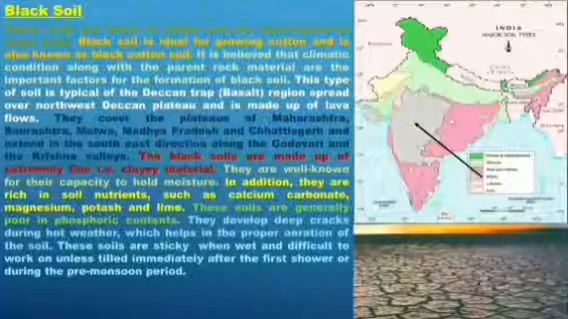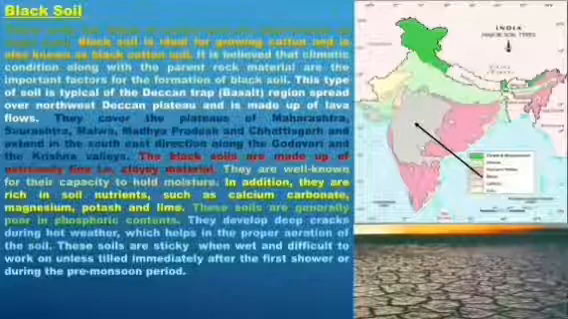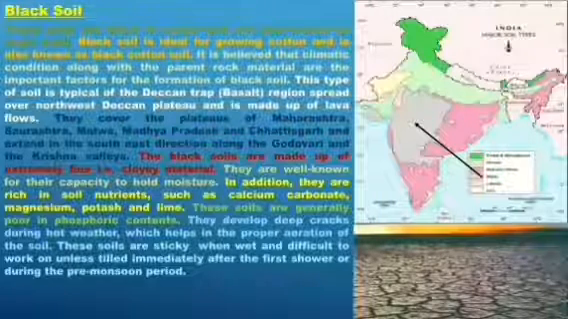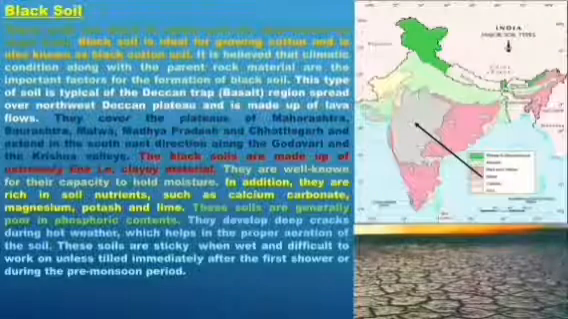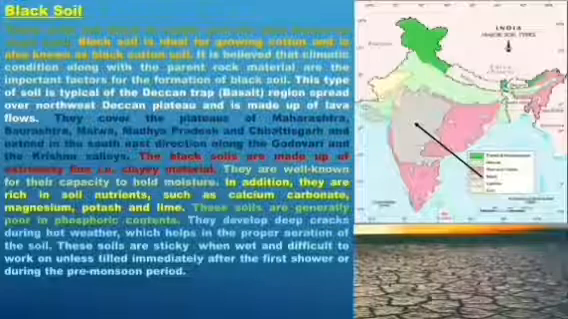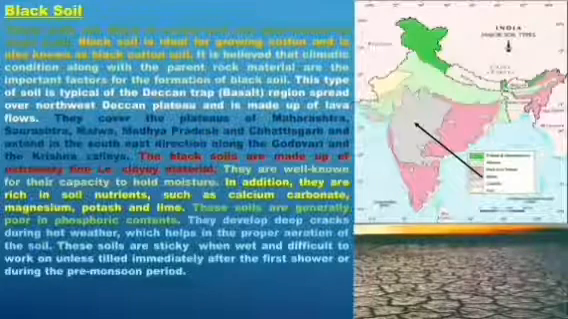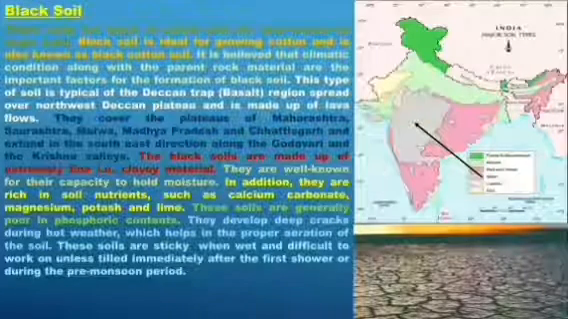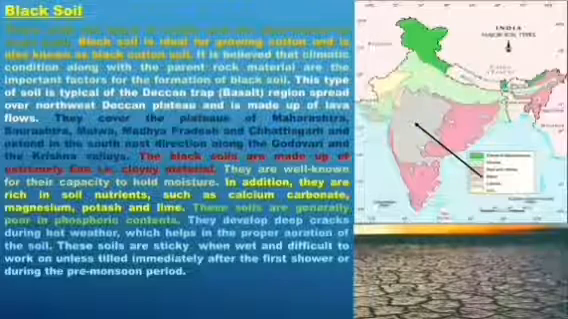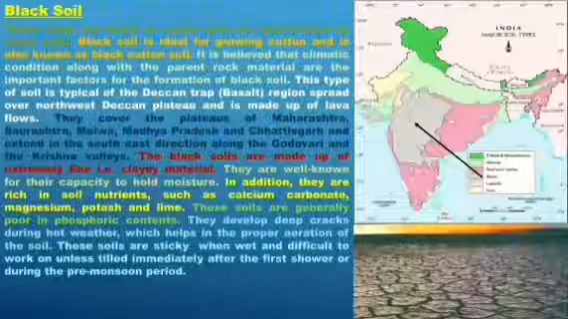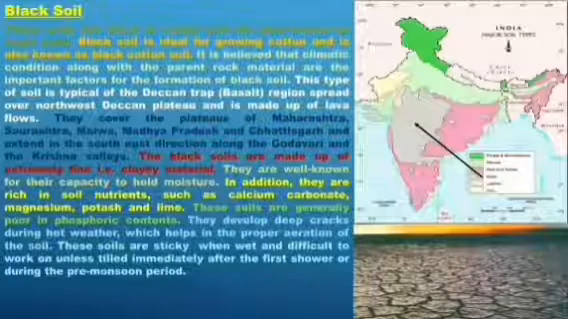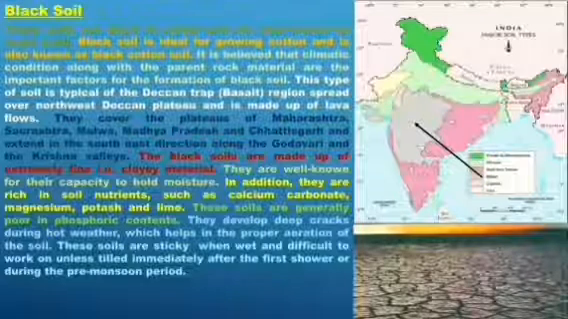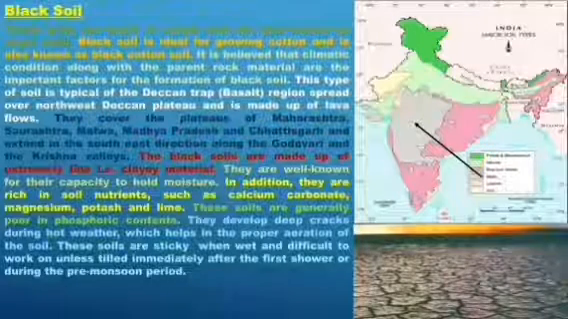Now, as I already told you, Maharashtra and some parts of Madhya Pradesh, this Karnataka area, these are included with this black soil. Maharashtra, Madhya Pradesh, Chhattisgarh are the areas where this black soil is seen. In the southeast direction, along the Godavari and Krishna Valley.